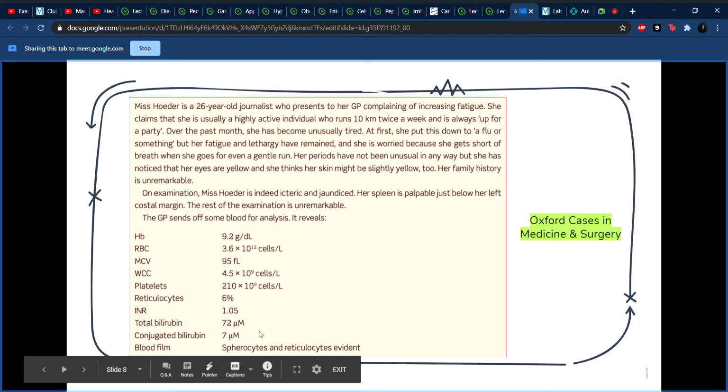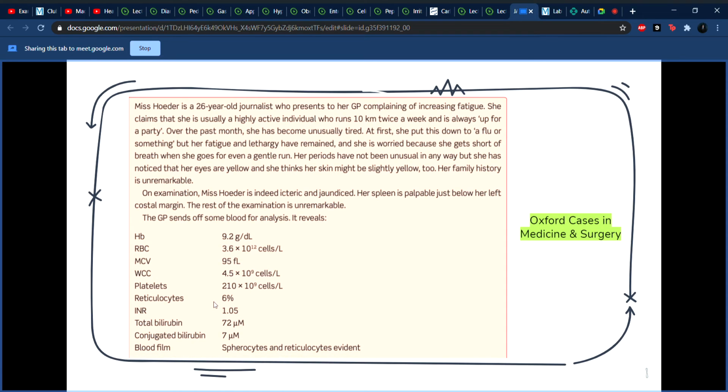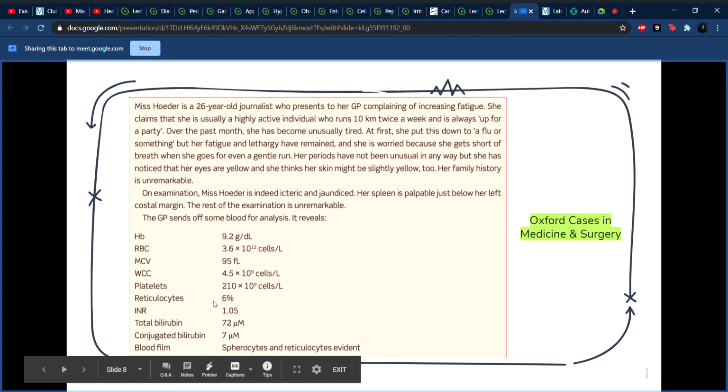So in these investigations for FBC and blood film, we can see that the normal parts are the platelets, INR, conjugated bilirubin. Who knows the normal number for retic count? Is this high or is this normal?